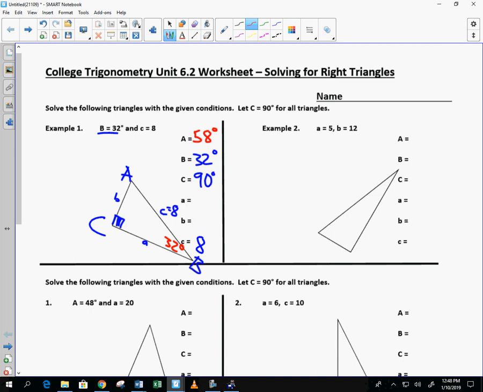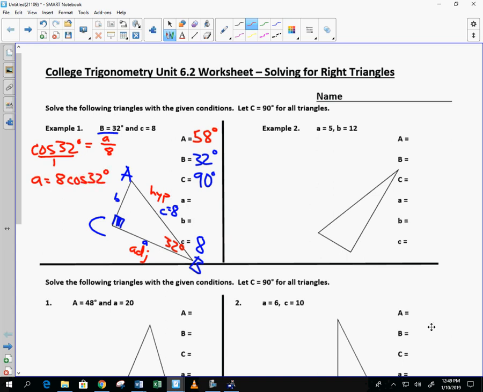So, would you like to find side A or side B? It's up to you. Okay, Willie wants to find side A. Is side A the opposite, the adjacent, or the hypotenuse? The adjacent. Is side C the opposite, the adjacent, or hypotenuse? Hypotenuse. So, there we go. Are we going to choose to use sine, cosine, or tangent then? Cosine of 32 degrees is equal to the adjacent, which is A, divided by 8. I cross multiply. I get A is equal to 8 cosine of 32.